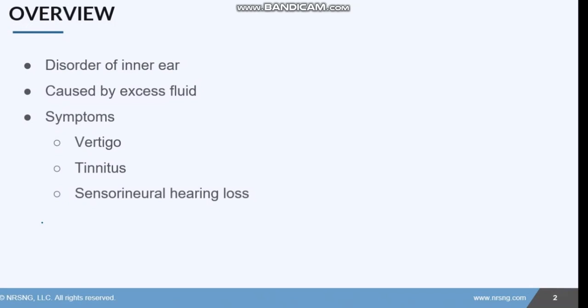Okay, so I wanted to start with just a brief overview of what Meniere's disease is. Basically, Meniere's disease is a disorder of the inner ear, caused by excess fluid buildup that distorts the inner canal system in the inner ear, which causes different symptoms such as vertigo, tinnitus, and sensorineural hearing loss. So just to review, it's a disorder of the inner ear, caused by excess fluid buildup, and these patients will present with vertigo, tinnitus, and sensorineural hearing loss.